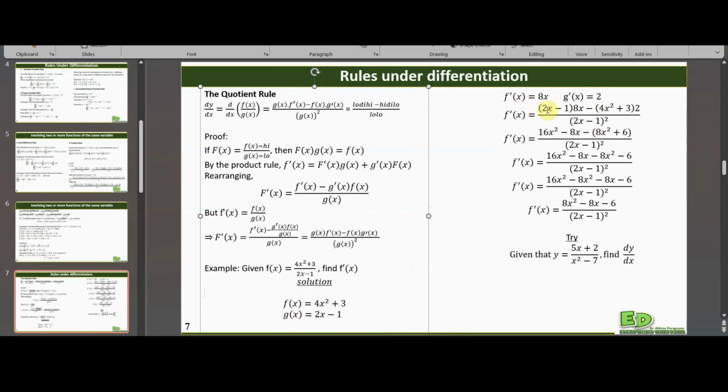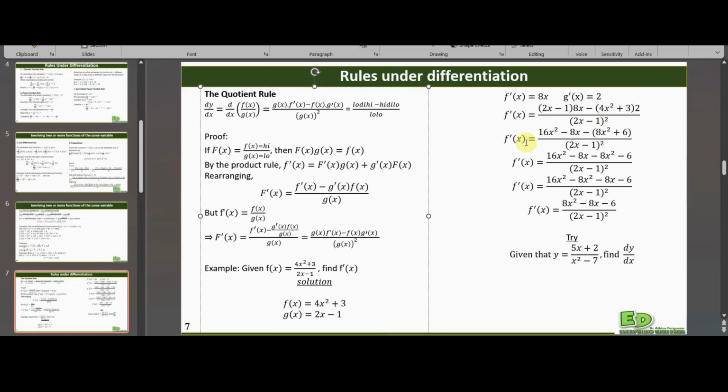Then the next thing is just substitute it into this formula that we have over here. It says keep the lower term, which is g of x, 2x minus 1, multiplied by the differential of the higher term, 8x, minus keep the higher term, multiply it by the differential of the lower term, then you divide it by the lower term all squared.